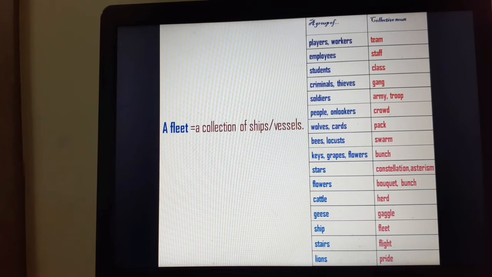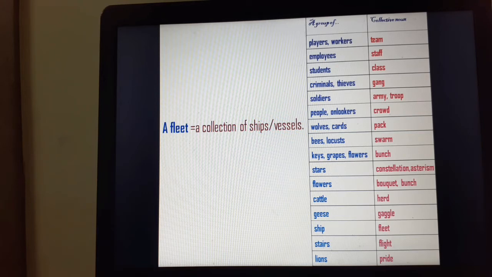We also say like this, for bees or locusts, a swarm of bees or a swarm of locusts. Suppose you have 5 or 6 keys, then you can say a bunch of keys. Even for a collection of grapes, we call it a bunch of grapes. For a number of stars, we say constellation of stars. A group of flowers, bouquet.